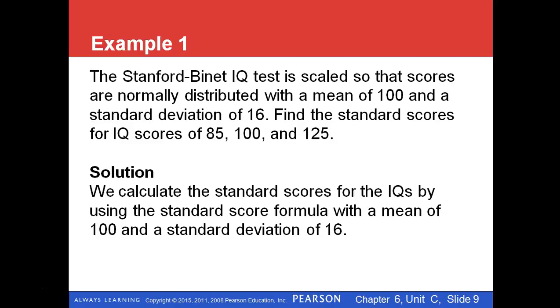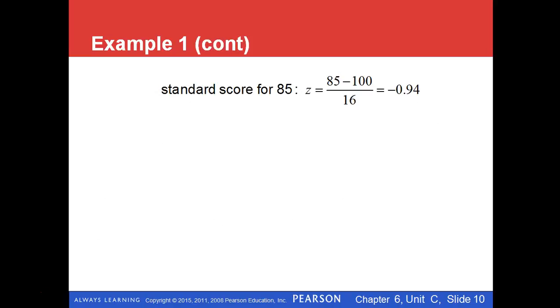For an IQ score of 85, that would be 85 minus 100 for a negative 15, and then we'll say negative 15 divided by 16 to get a value of negative 0.94. Z-scores are always rounded to 2 decimal places. For the 100, we would say 100 minus 100, which is a 0, divided by 16. 0 divided by 16 is a 0. The mean will always have a z-score of 0.